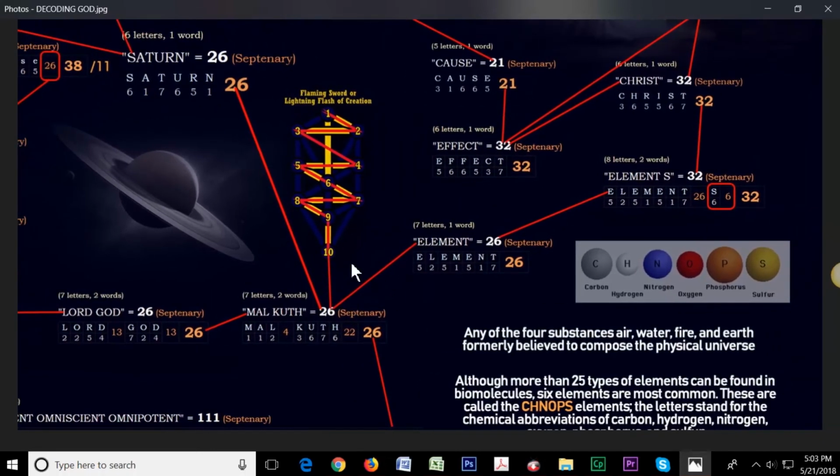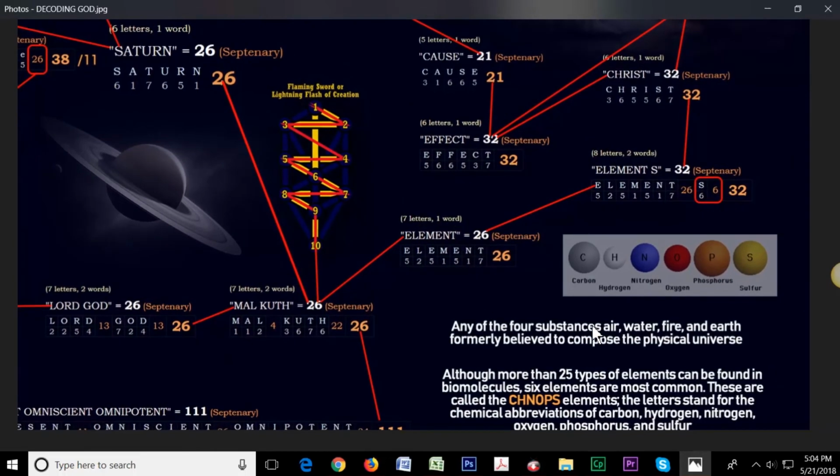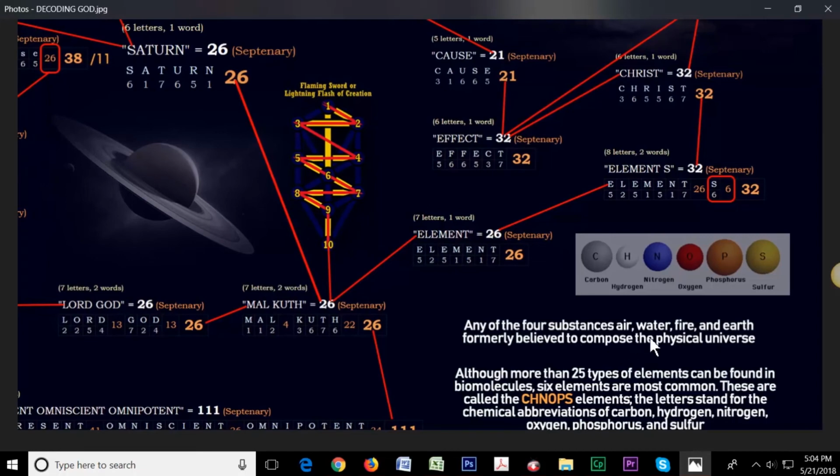The word element, I mean, what does the creation aspect come into? It comes into elements. Any of the 4 substances, air, water, fire, and earth, formerly believed to compose the physical universe, that's the definition of element. If we add the letter S as in a plural aspect, elements, we get the number 6 here, and that has significance because it's an offspring. Satan, sin, snake, they all start off with the number 6. And of course, if you want to say there is an existence of Satan, well, you'd probably say he's a master at what he does. And the number 6 is represented by the mastery level and master number right there. So a great significance right there.